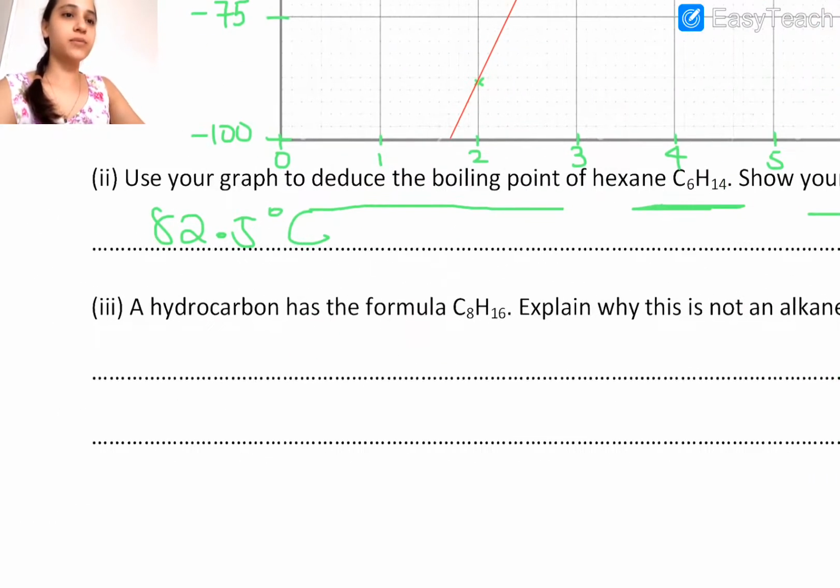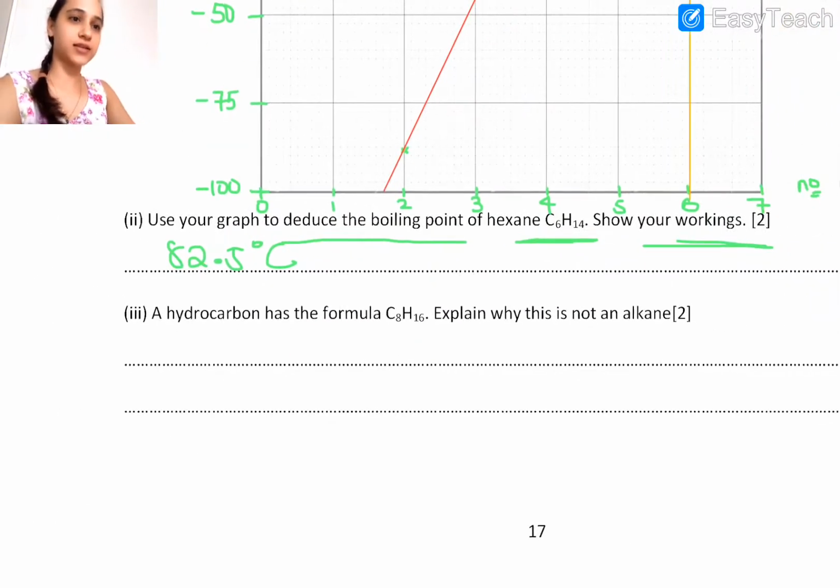Now a hydrocarbon has formula C8H16. Explain why this is not an alkane.